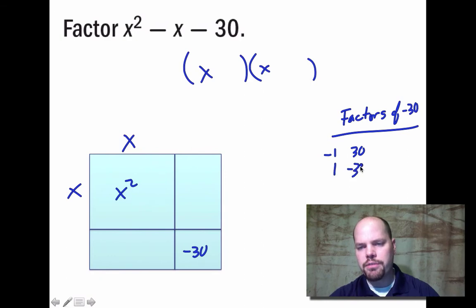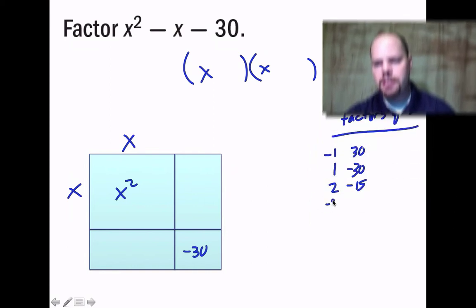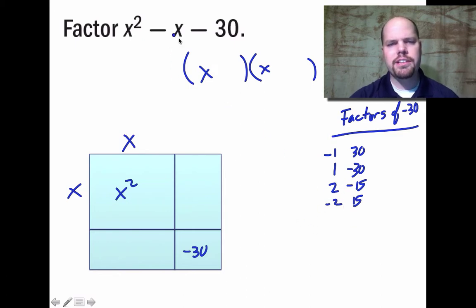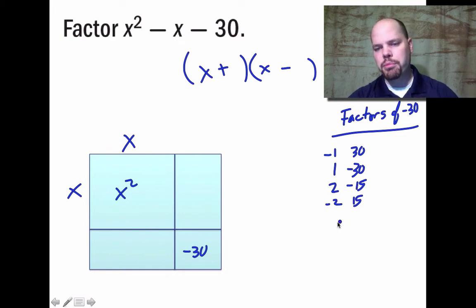It could be 1 and negative 30. It could be 2 and negative 15. It could be negative 2 and positive 15, and so on and so forth. So what pair of factors is going to give us a sum of negative 1? Well, if one is positive and one is negative, that means they only have a difference of 1. So we've got to have factors of 30 that are only 1 apart. So that would be 5 and negative 6, or negative 5 and positive 6.